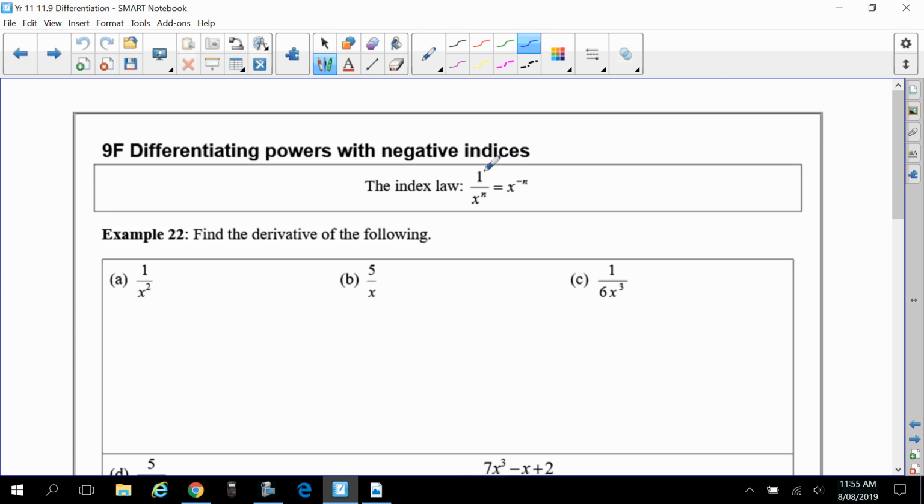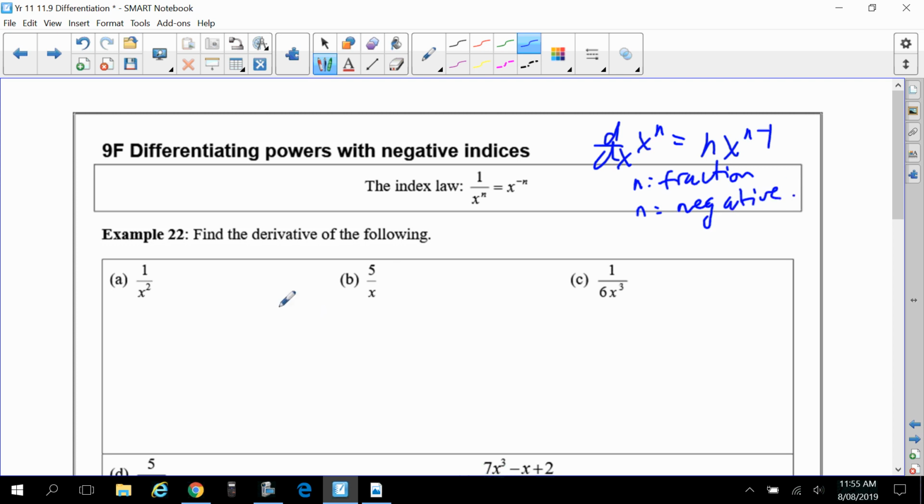Use this index law: 1 over x power n is x power negative n. So we have to use the index law, write it in this form before I could use this formula to differentiate x power of n, so that n could be a negative number, could be a fraction. This rule works for n being a fraction, which we'll use next exercise, or a negative number. So it works for both.